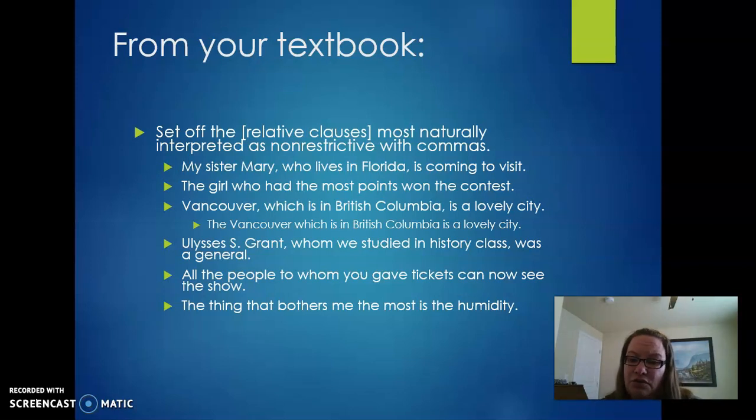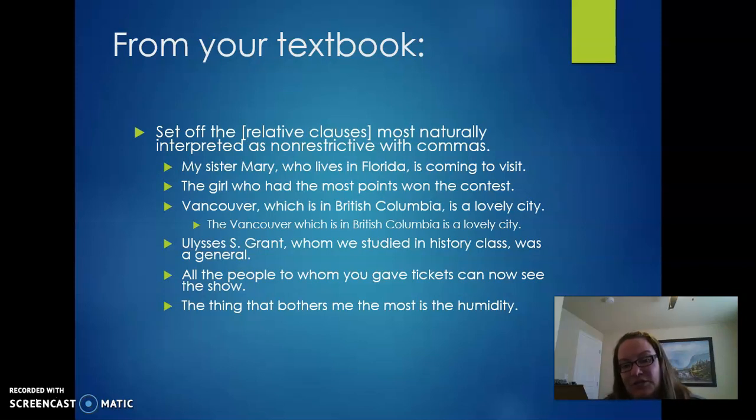Okay, Vancouver, which is in British Columbia, is a lovely city. This depends on what your assumption is when I say Vancouver, right? So some of you, when I say Vancouver, might assume that I'm talking about the Vancouver in British Columbia, in which case, if that's the only Vancouver to you, then it's set apart by commas because I'm not narrowing it down. But if when I say Vancouver, you think that it could be the Washington Vancouver, just north of Portland, or the British Columbia Vancouver, then in that case, that information is giving us information about which noun phrase we're talking about.